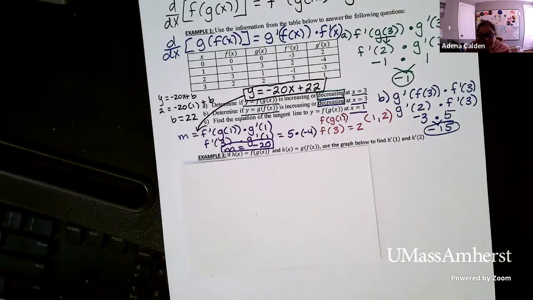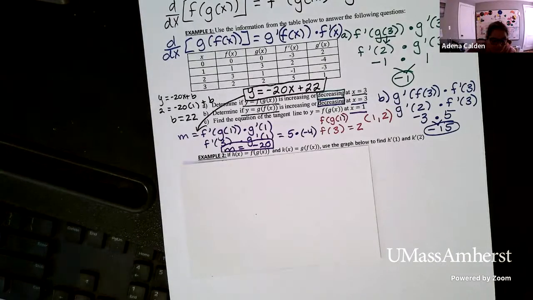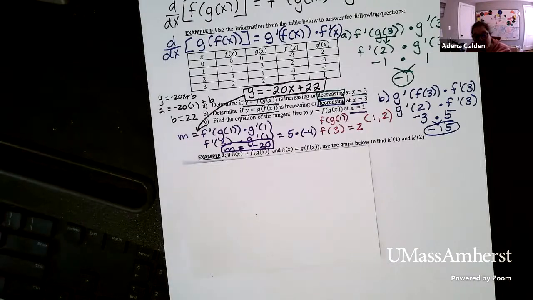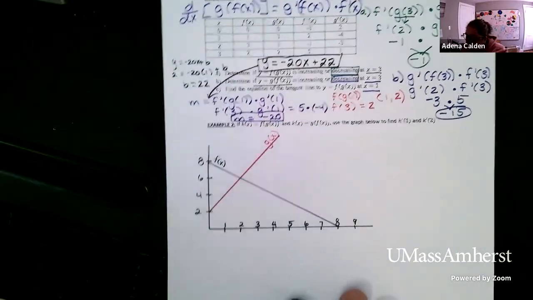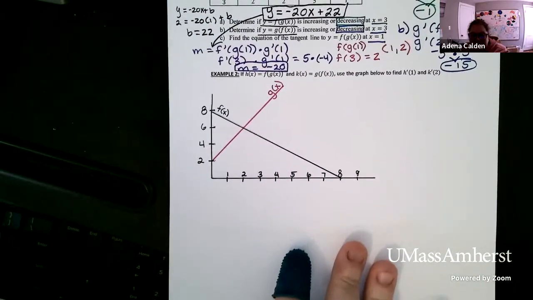Okay, the next example we're going to consider is how we might think about the chain rule when we have a graph. Okay, so we're going to look at a picture, and on this picture, there's going to be a graph of f of x and of g of x, and then we're going to use that to try to think about some chain rule derivatives here.